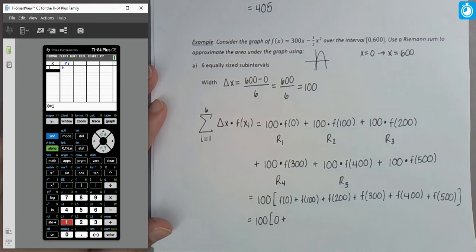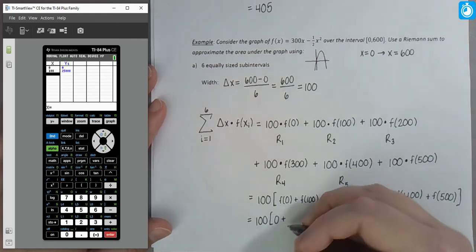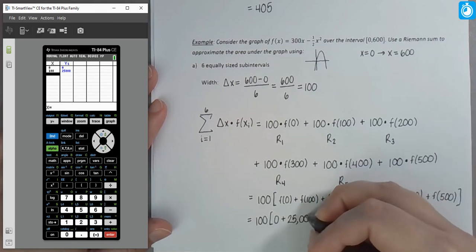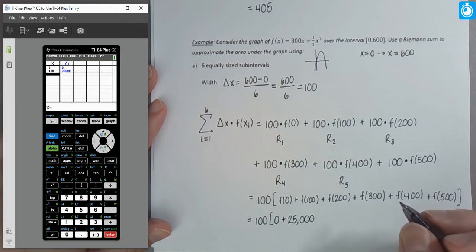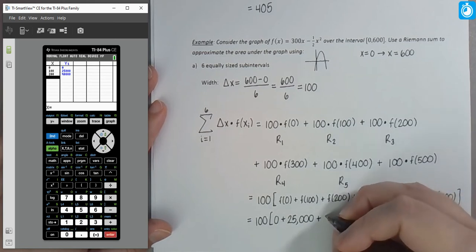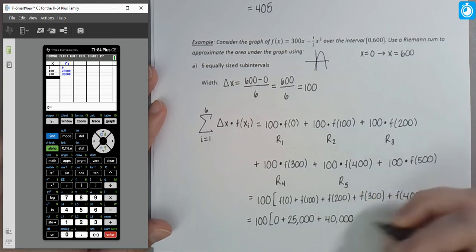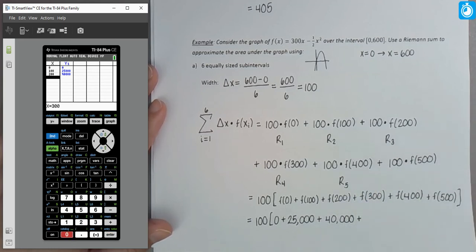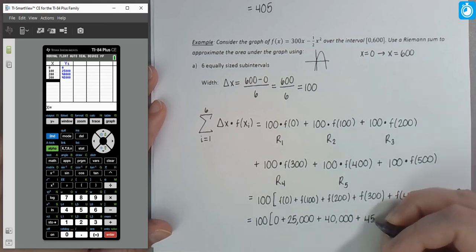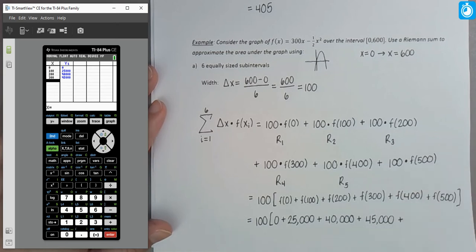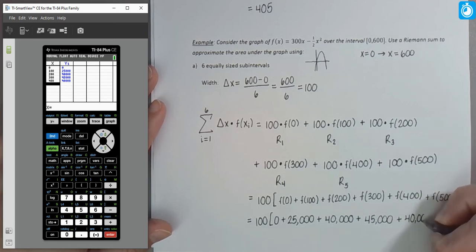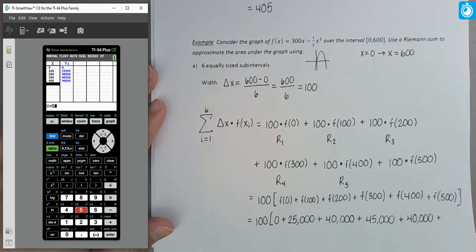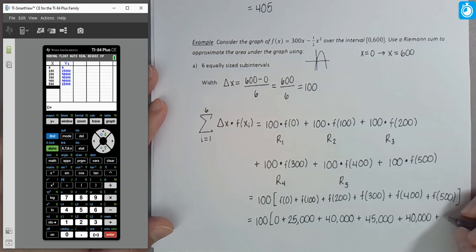Now what about f of 100? Plug that in. We get 25,000. So we're getting big values, which is not necessarily surprising, just based on the kind of function we have and what we saw with the graph. Okay, f of 200, 40,000, plus f of 300, which is going to be 45,000, plus f of 400, which is going to be 40,000, so it looks like we're decreasing again, plus f of 500, which takes us back to 25,000.